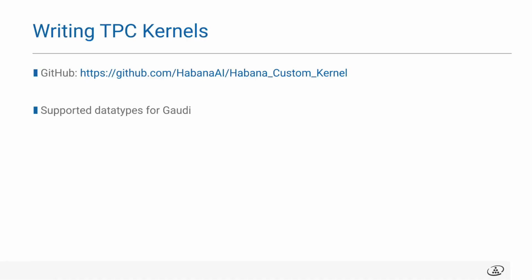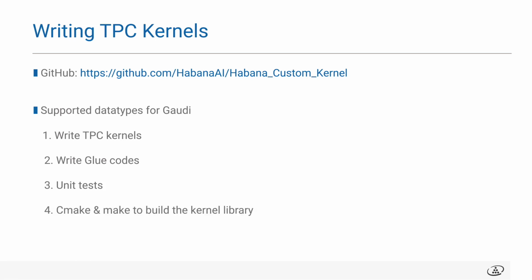So let's follow the steps to write your own custom kernels. First, write the TPC kernel, which will run on our Habana device. Second, write the glue code, which sets up the kernel and loads the kernel library. I will talk about the glue code in a second. Then write a unit test, which is optional, but it's necessary to verify the correctness of the kernel. After that, use cmake and make to build the kernel library. Last, add the kernel path to the GC kernel path environment variable.